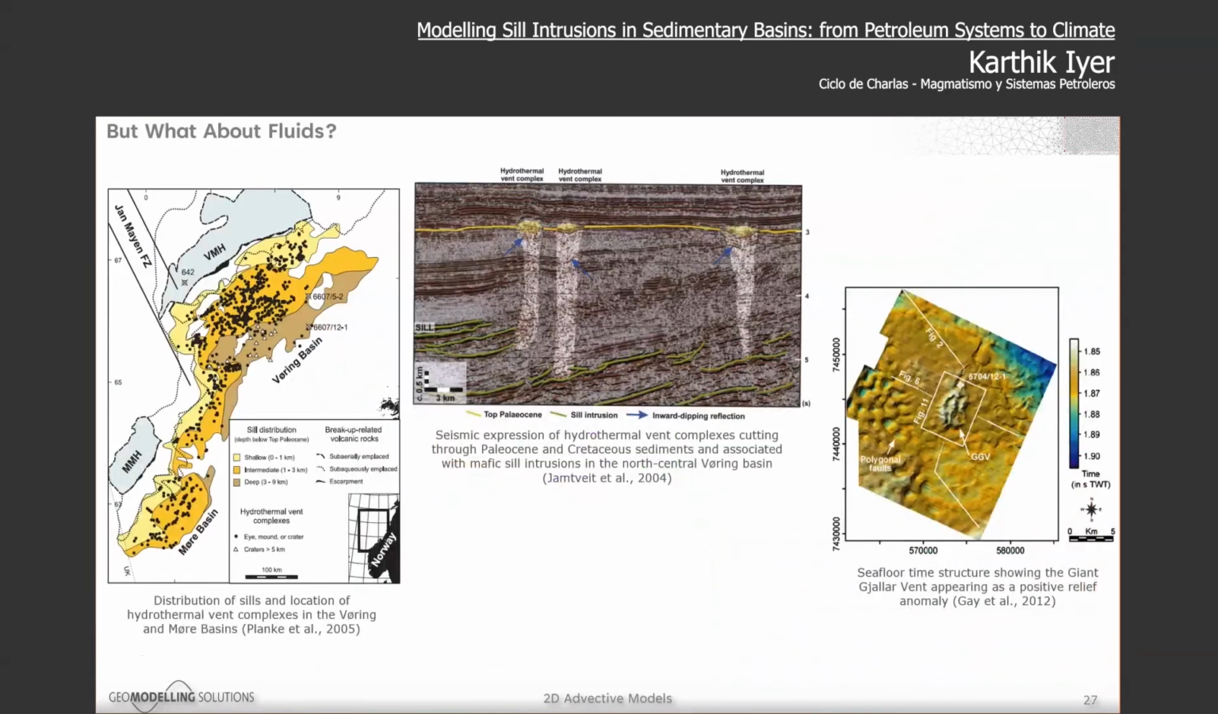But what about fluids is what Ben would probably say right now. And the fluids are important in cases such as the Warren and Mora basins that we have just seen. There are numerous expressions of it in the seismic, so these vent structures that are usually associated with sill tips and on the seafloor. So what about them? In some cases, they're pretty important, and we should also take care of that. And 1D models, like I've said, cannot really deal with that.